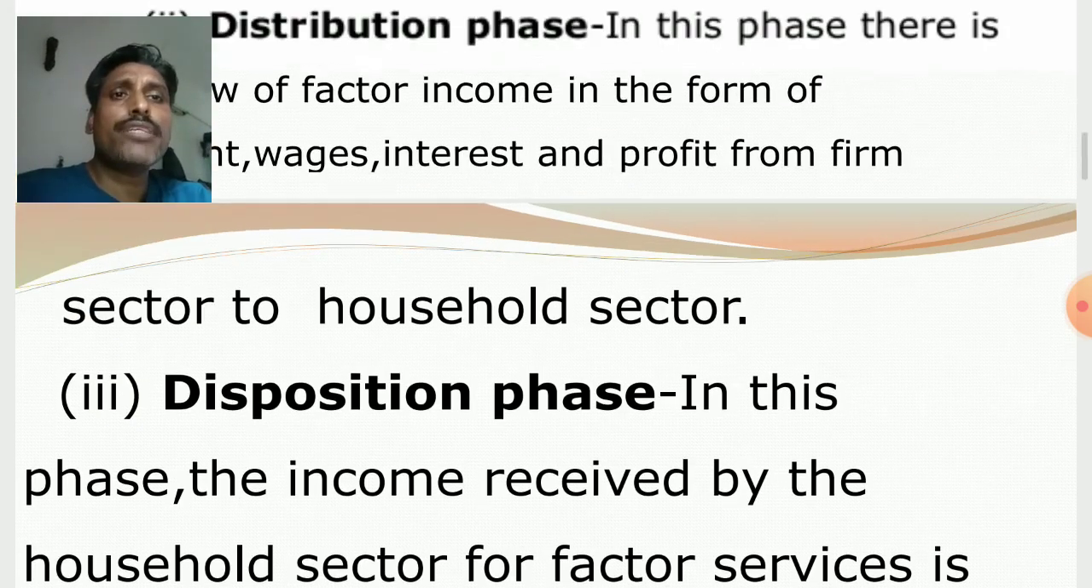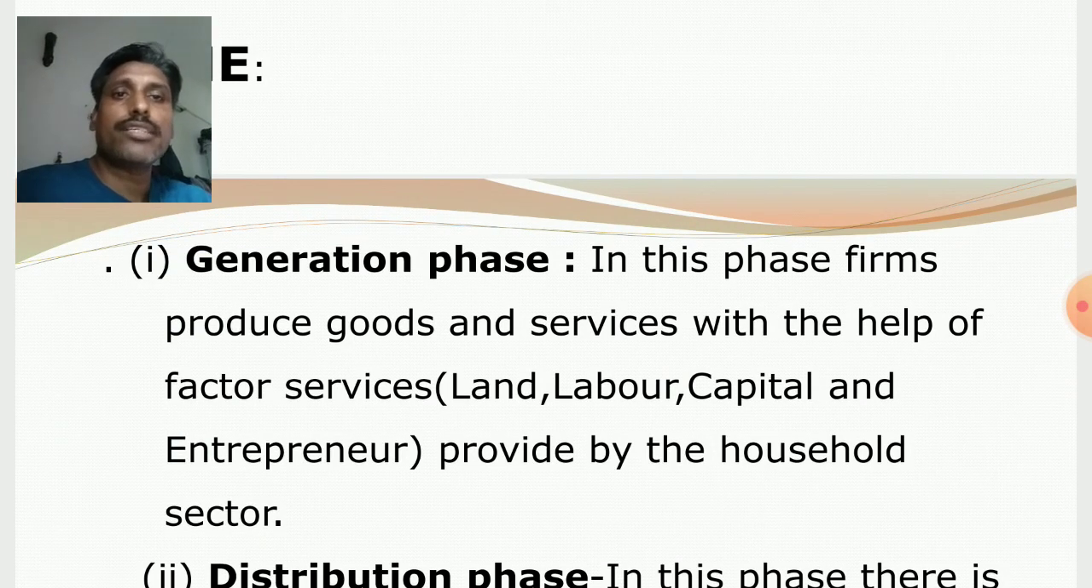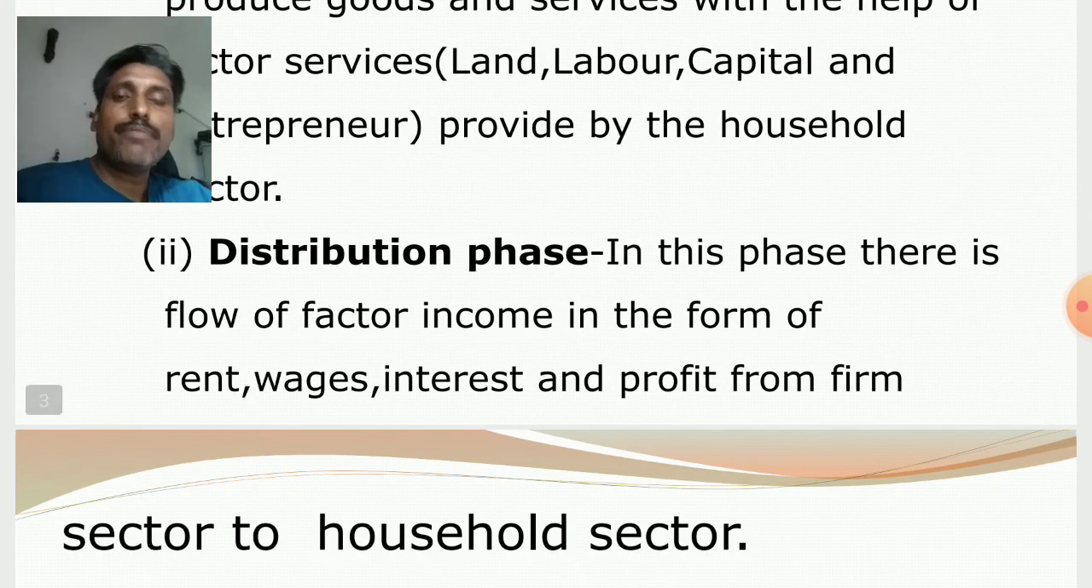So three phases are there. One is the generation phase, generating goods and services by the farm sector. Distribution phase, which means the farm sector makes factor payments to the household sector.